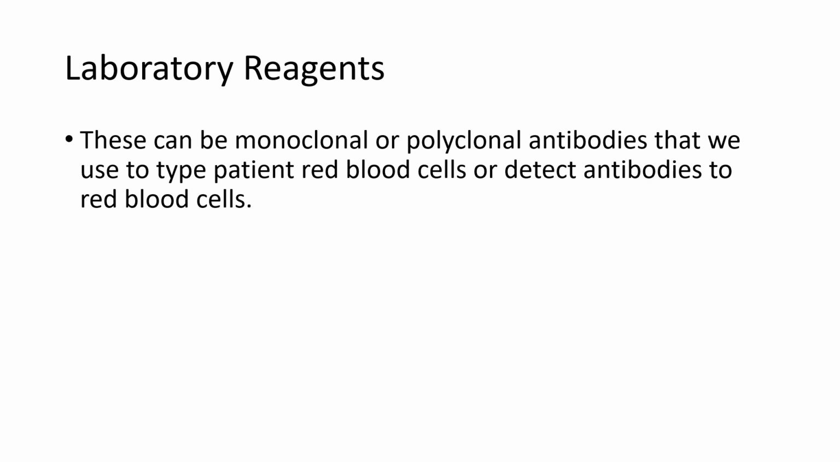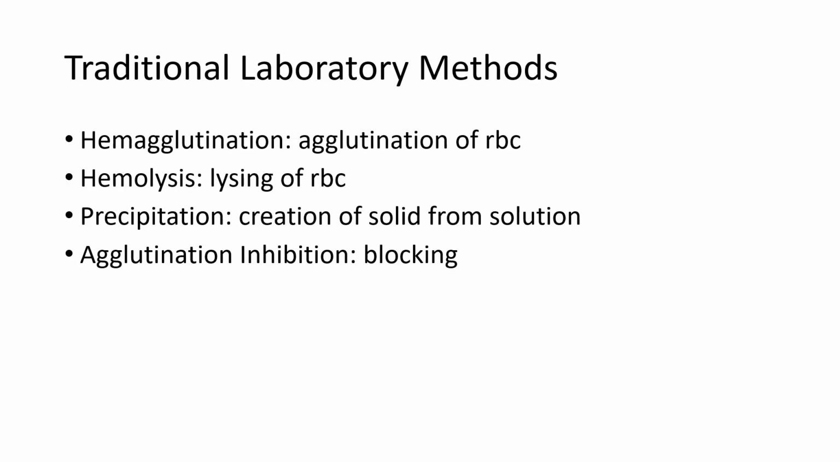Laboratory reagents used in the blood bank can be either monoclonal or polyclonal antibodies that we use to type patient red blood cells or to detect antibodies to red blood cells. In the blood bank laboratory, the gold standard method is tube testing. This detects hemagglutination and hemolysis. Precipitation and inhibition are not common testing methods in the blood bank. Other methods of blood typing are gel and solid phase, which are automated methods that you will have the opportunity to work with in your clinical rotations.